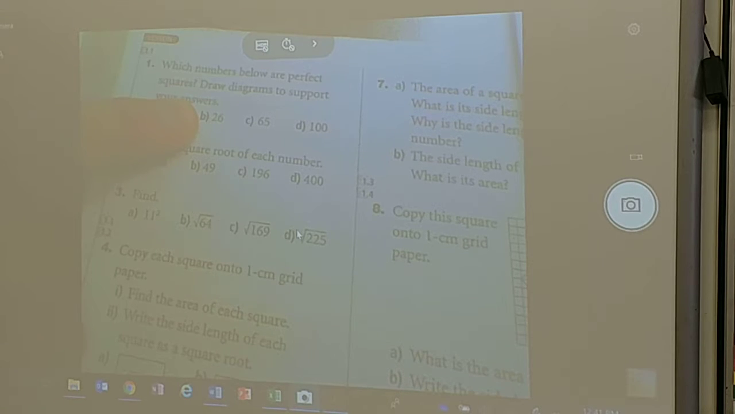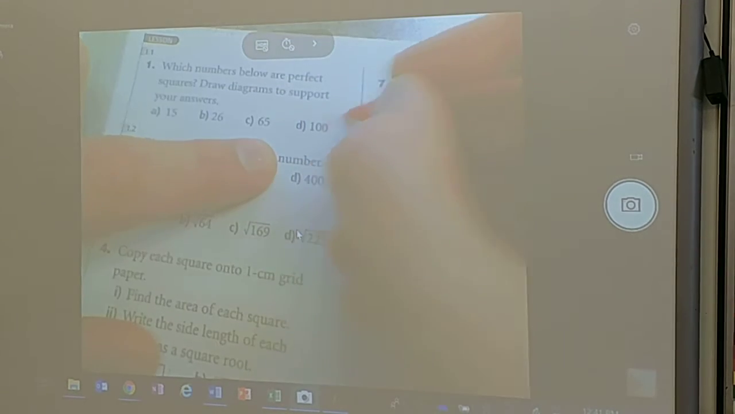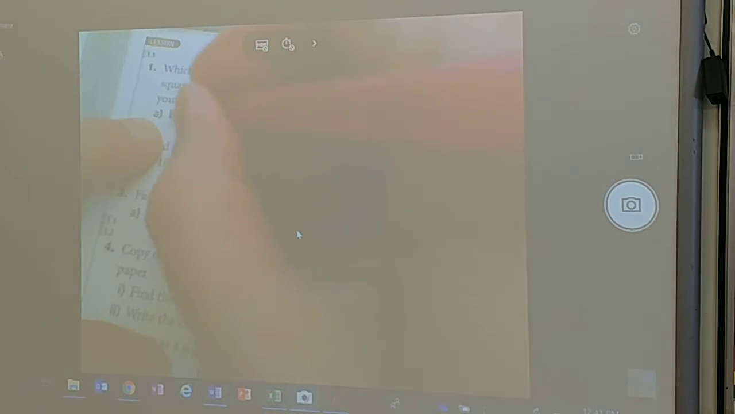26, can I get a perfect square out of 26? No, I can't. Can I make a perfect square out of 65? Is there a number close to there that I can make a perfect square? 64, 8 times 8, right? How about 100? Is 100 a perfect square? 10 times 10, you got it. So we got perfect square, not these.